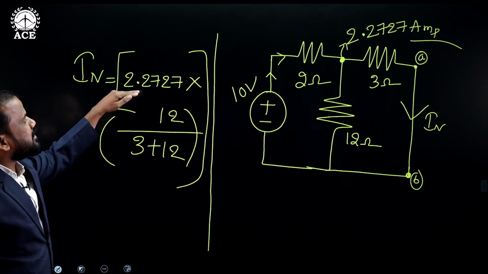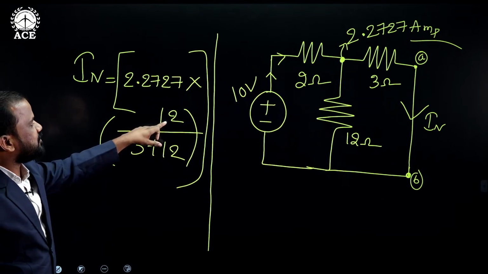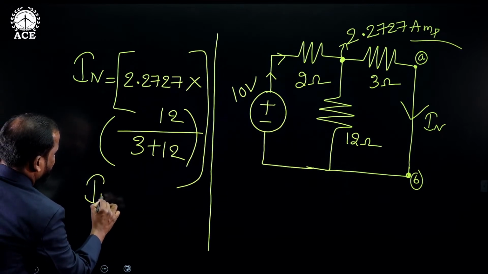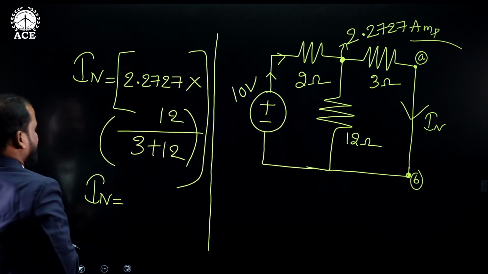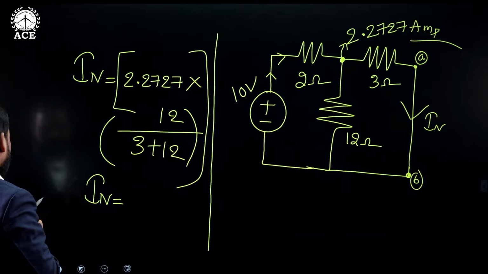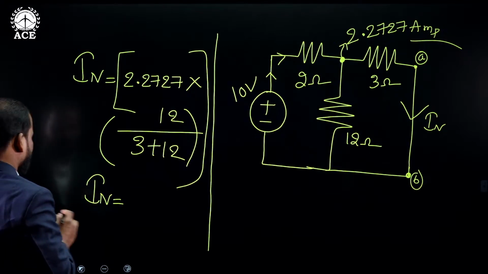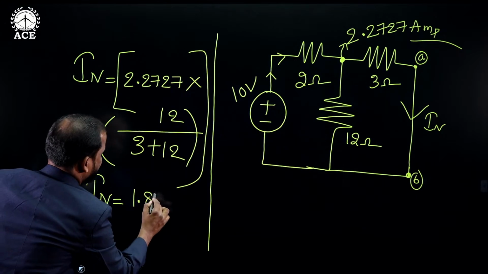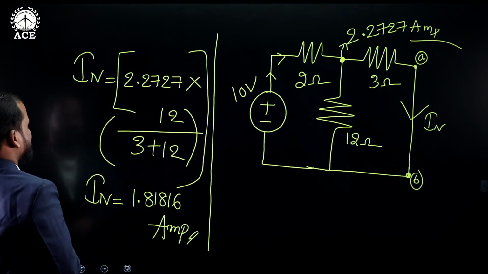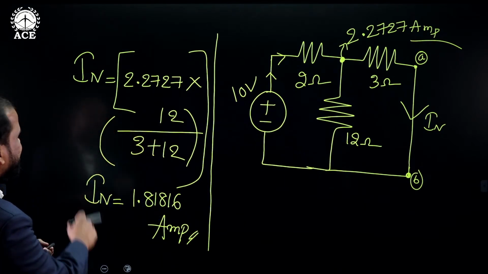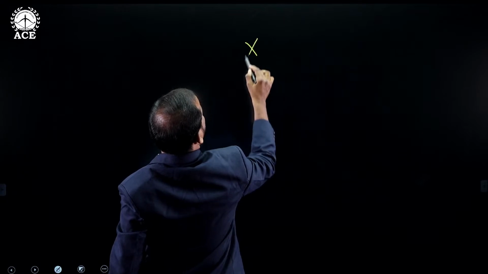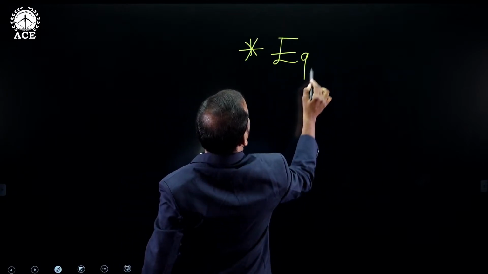2.2727, the total current available at the junction, into the opposite resistance 12 ohms divided by 12 plus 3. By simplifying this, 2.2727 into 12 divided by 15 gives the value of 1.81816 amperes. Now this current is representing Norton's current. Now I can replace these two values in the equivalent circuit of Norton's theorem.